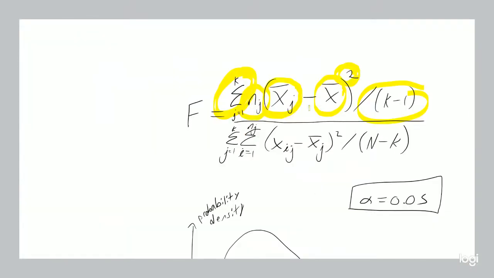At the bottom of our equation, within each group, we're taking every data point, subtracting the average value of the group that data point is in, squaring the difference, and adding up those squared differences for every single data point in every single group.